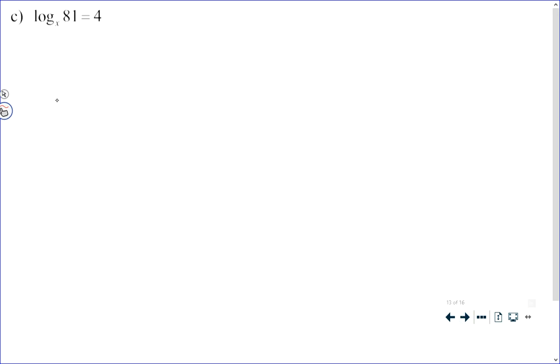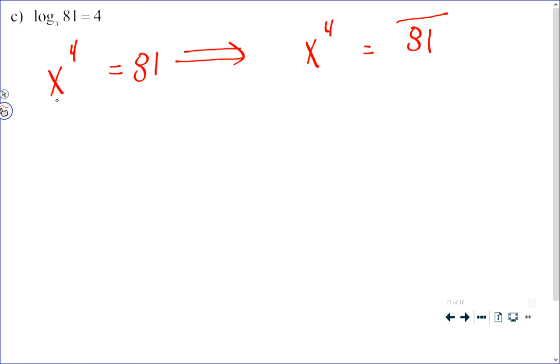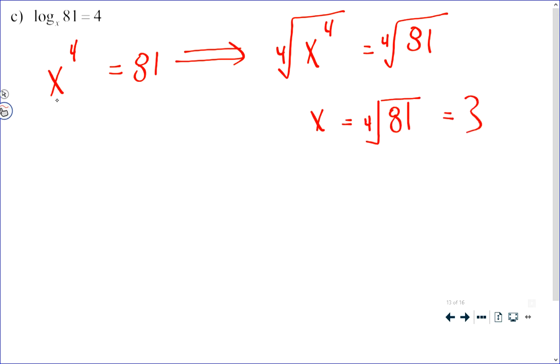When we write this in exponential form, we get x to the 4 equals 81. There are two ways that you can go about solving this. You could say that to get x by itself, I need to take the fourth root of both sides. So you'll get x equals the fourth root of 81, and you can figure that out to be 3. The other thing you could do is just say, well, I know that 3 raised to the 4 is 81.